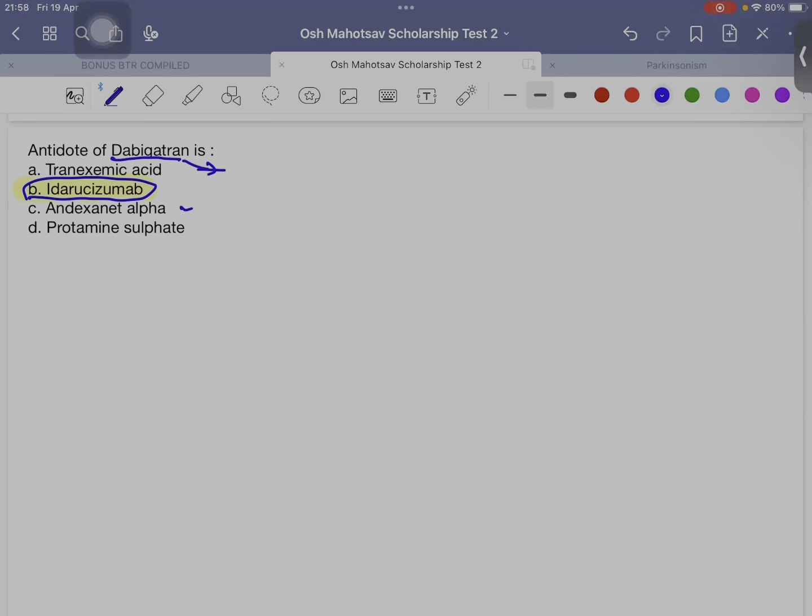Why are we using protamine sulfate? Heparin toxicity, yes. And what about the warfarin toxicity? What drug are we using for warfarin toxicity?